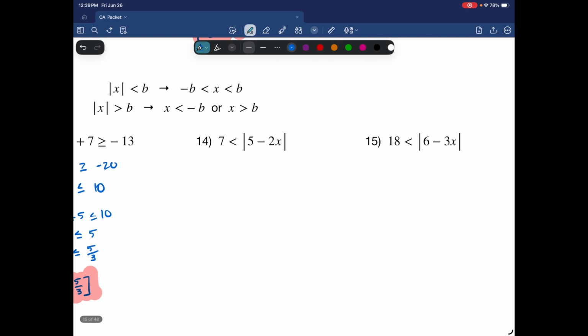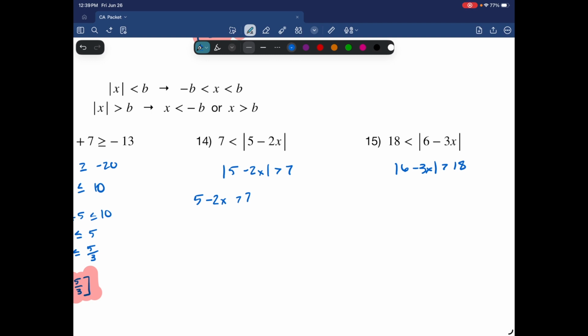On 14 and 15, the absolute value is on the wrong side of the inequality. So the first thing I'm going to do is write it in the correct order. So the absolute value of 5 minus 2x greater than 7. On 18, I got the absolute value of 6 minus 3x greater than 18. All right, so because this is an absolute value greater than a number, this is going to be an or statement. So I got 5 minus 2x is greater than 7.